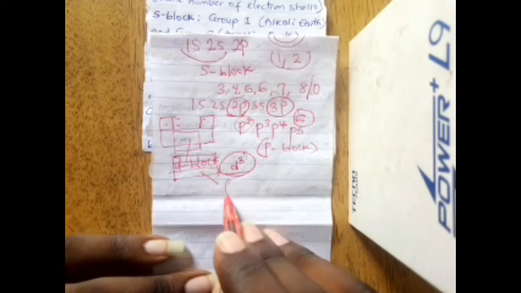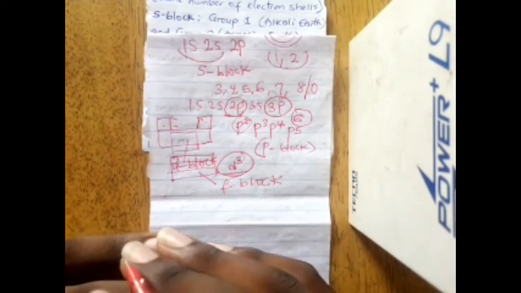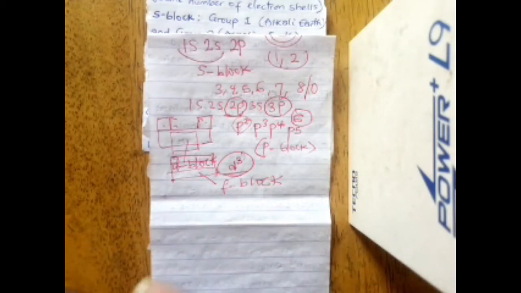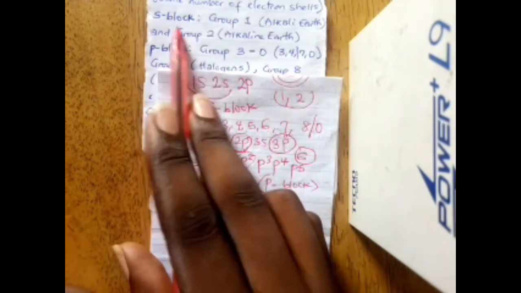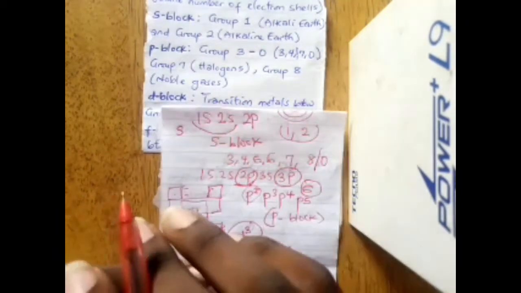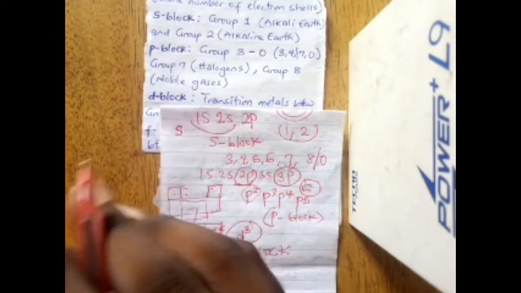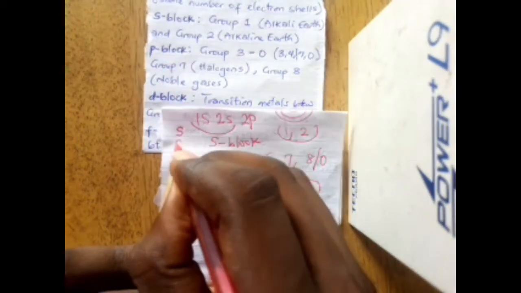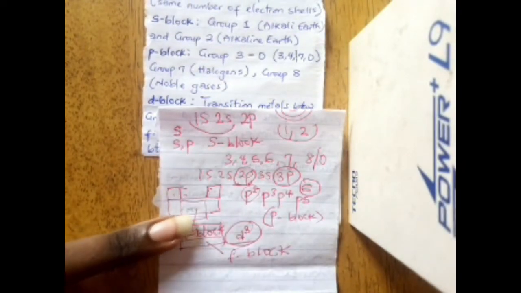So these ones are the F block elements, because in addition to S, P, D, F, they also have electrons in their S. In summary of this, what I'm trying to say is that for the S block elements, they have S block electrons. For P block elements, they have S and P block of electrons in their configuration.